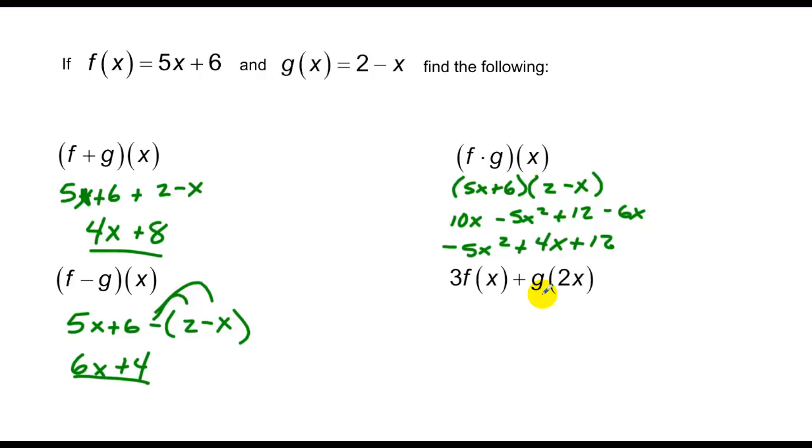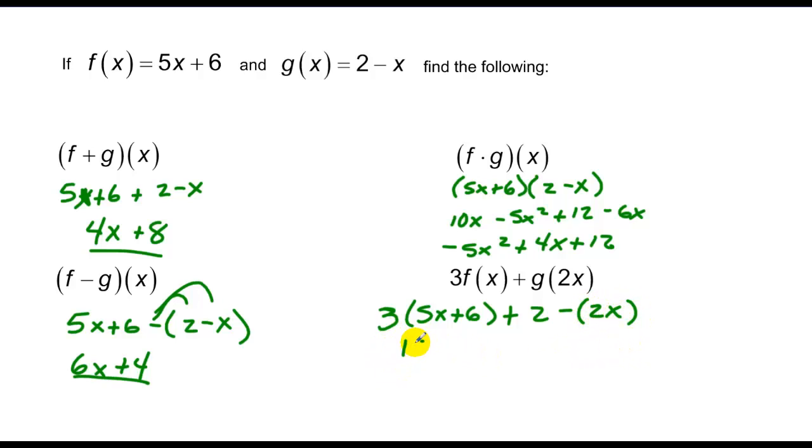This is a little different. They've separated these guys. They want us to take 3 times the f of x function plus g of 2x, which means plug 2x in for every x. So 3 times the f of x function, and then add that to, we substitute 2x in for every x in the g function. So that's 2 minus, instead of x, I now have 2x.